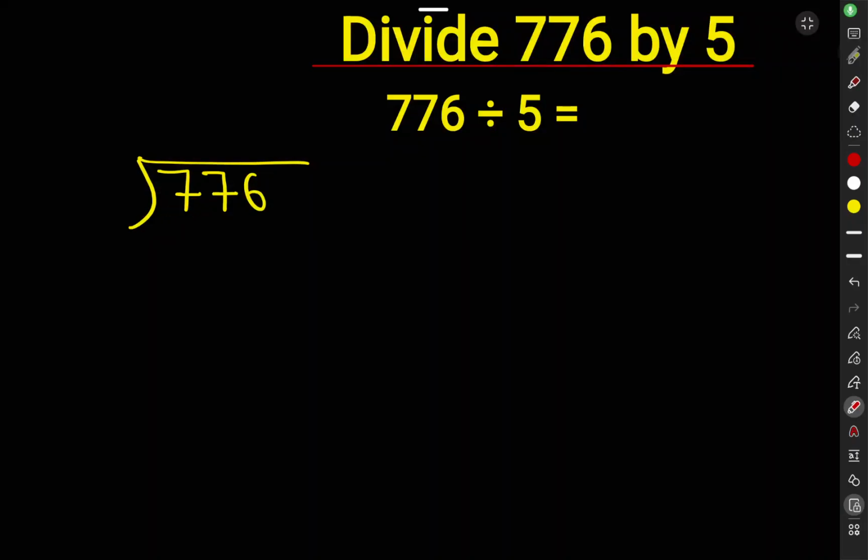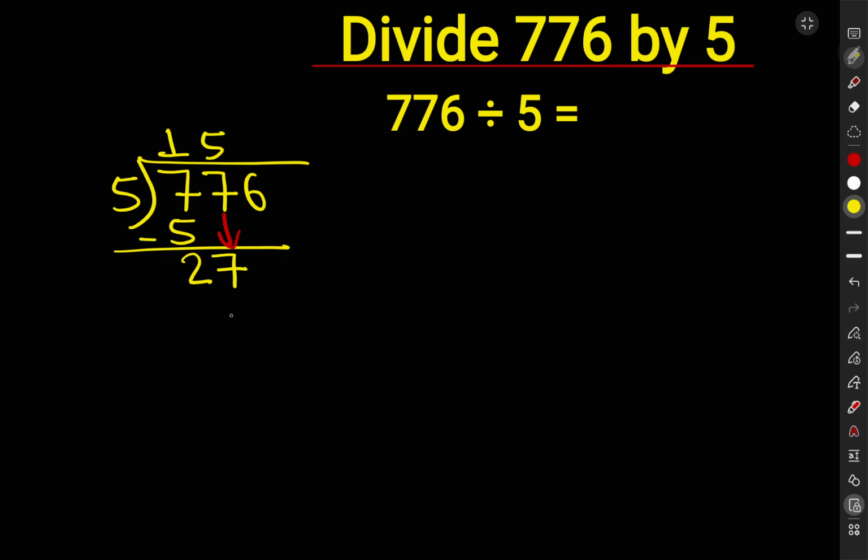We divide 776 by 5 in a long division method. 5 times 1 is 5. On subtracting we get 2. So now we put down the 7 and it is 27.